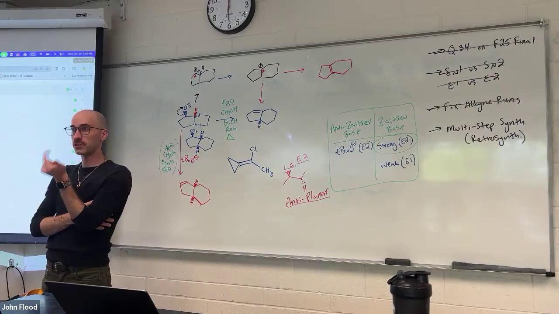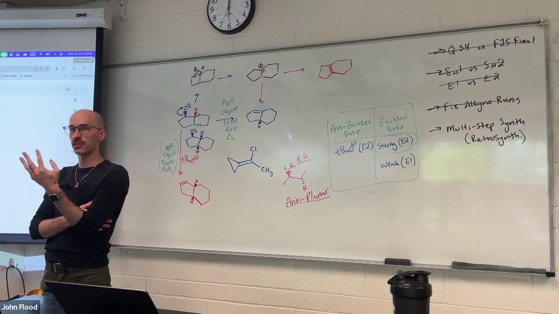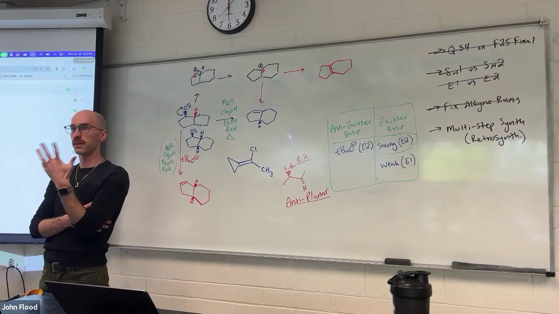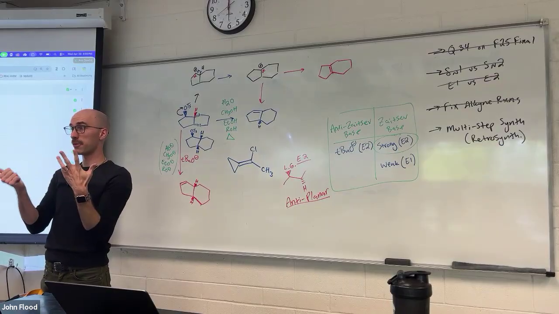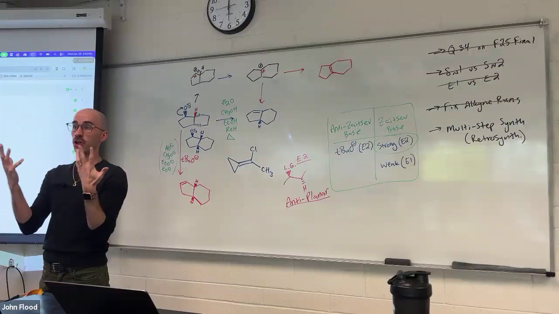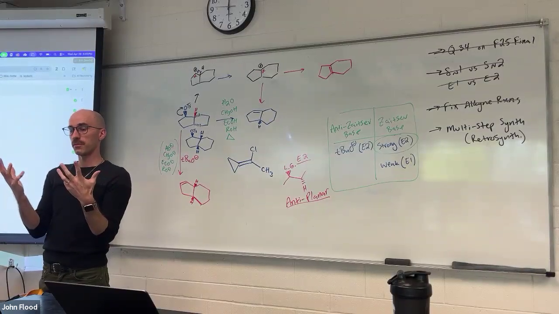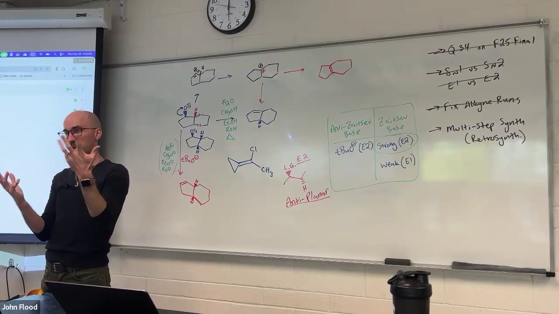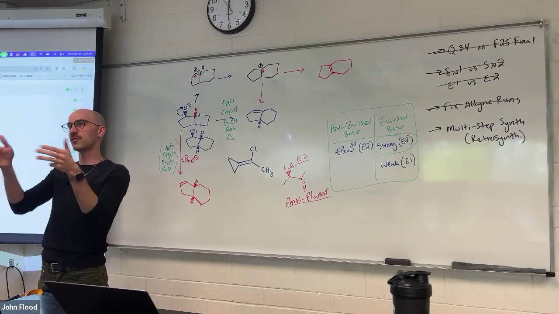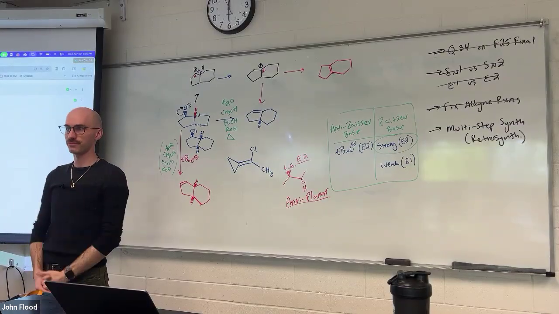Yeah, mono, di, tri, and tetra substituted are regio descriptors. They are very similar to the methyl, primary, secondary, tertiary, quaternary that we had for carbons. But these regio descriptors describe alkenes as a whole, so you have to take into account both carbons.